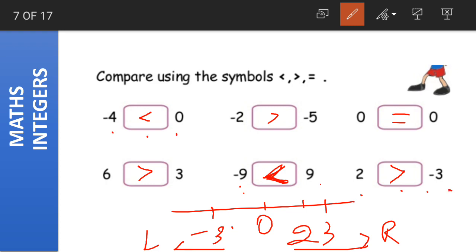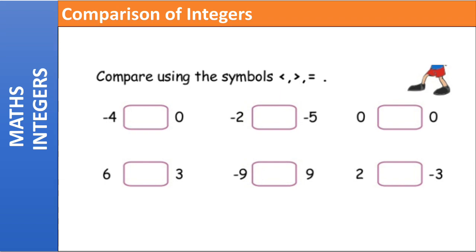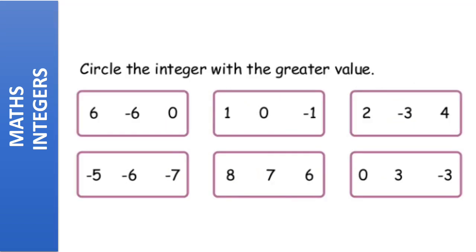-4 is less than 0. -2 is greater than -5. 6 is greater than 0. -9 is less than 9. 2 is greater than -3. I hope all this is clear. This was about comparison of integers.